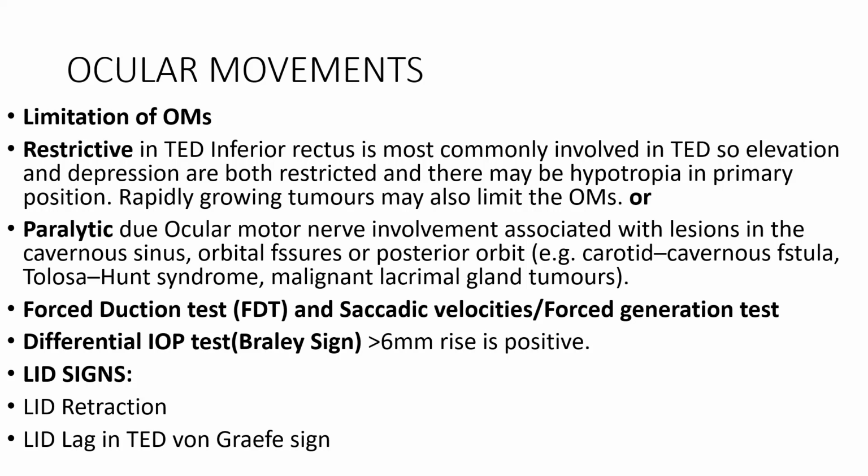Then we can do a differential intraocular pressure test, in which the intraocular pressure is measured in the primary position, and then we ask the patient to look up or down, and then we also measure intraocular pressure. This is called Braley's sign, in which if there is a rise in intraocular pressure between the primary position and an eccentric position of more than 6 millimeters, this test is positive. Then there are other signs, lid signs like lid retraction or lid lag, which occur in thyroid eye disease.